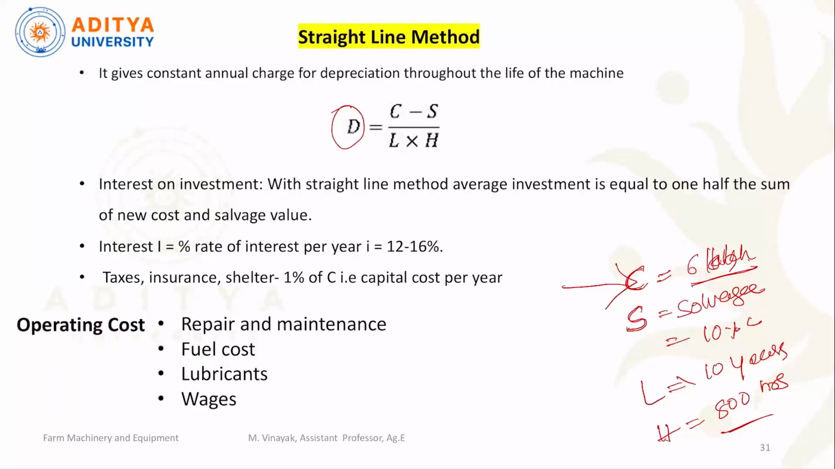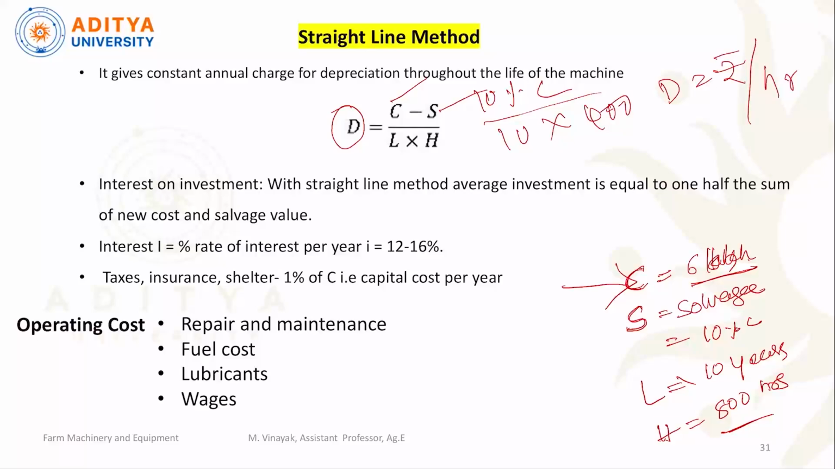So here C is the initial cost of the machine, and S is the salvage value, 10% of the initial cost, that is 10% of C. L is the lifespan, 10 years, into working hours 1800. Finally, the depreciation can be found in rupees per hour.